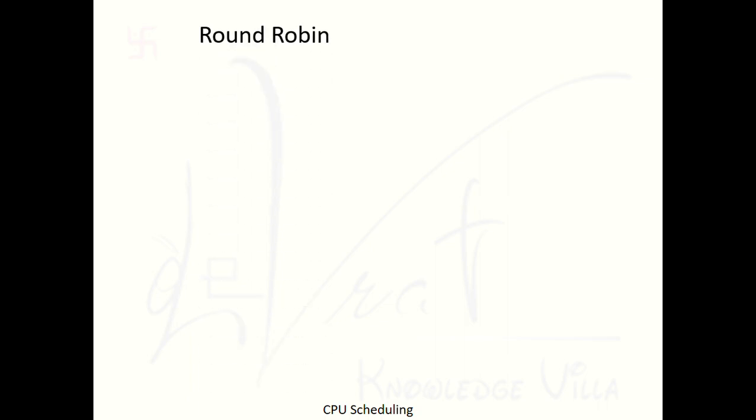Today our topic is the round robin CPU scheduling algorithm. Round robin CPU scheduling algorithm works in preemptive mode. Before today we have discussed two types of modes, preemptive and non-preemptive. In preemptive mode, we can stop any process in between the execution and allocate the CPU to any other process. But in non-preemptive mode, we can't stop any process in between the execution and we cannot allocate the CPU to another process in between. That is known as non-preemptive mode.